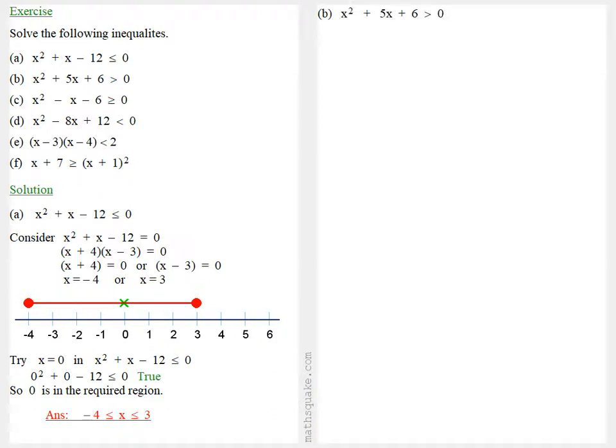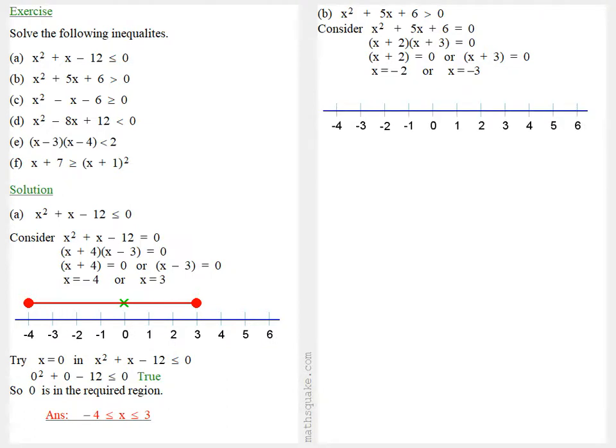In question B, we have x squared plus 5x plus 6 is greater than 0. So we start by considering it as an equation, x squared plus 5x plus 6 equals 0, and we want to factorize it. We want two numbers that add to make 5 and multiply to make 6. That's 2 and 3. So x plus 2 times x plus 3 is equal to 0. Now that means x plus 2 is 0, or x plus 3 equals 0, which means x is equal to minus 2, or x is equal to minus 3.